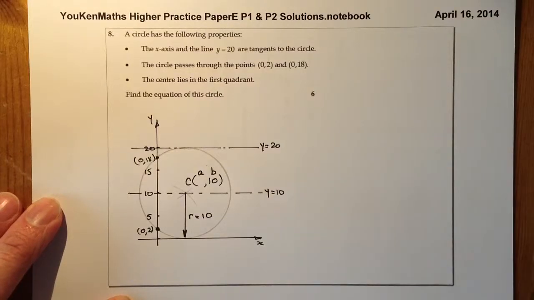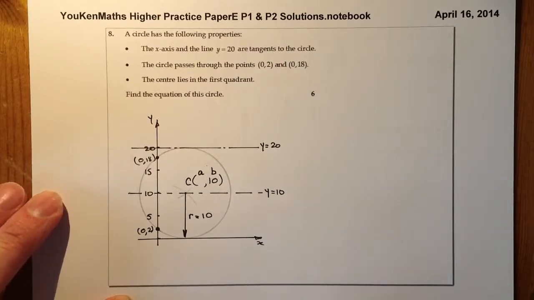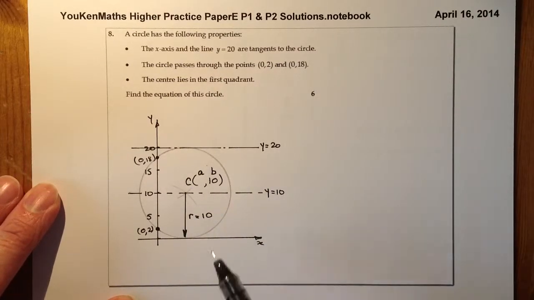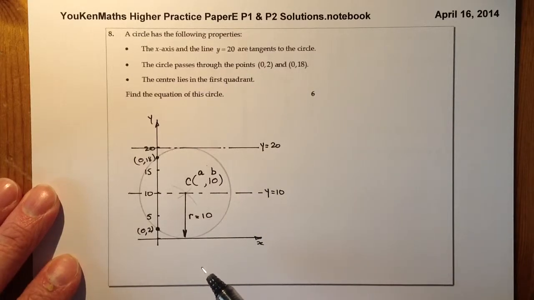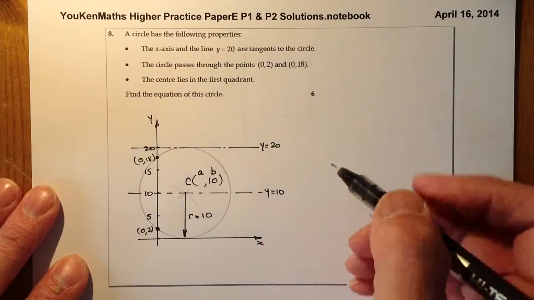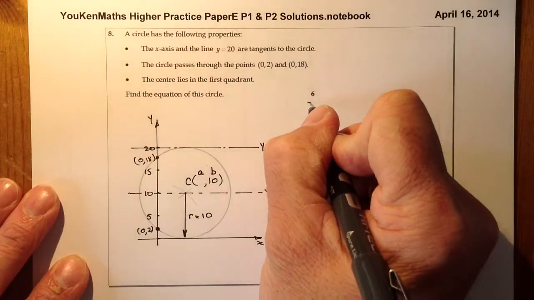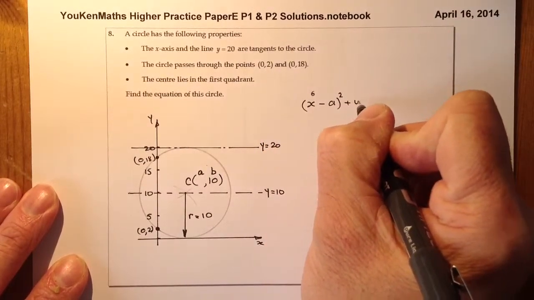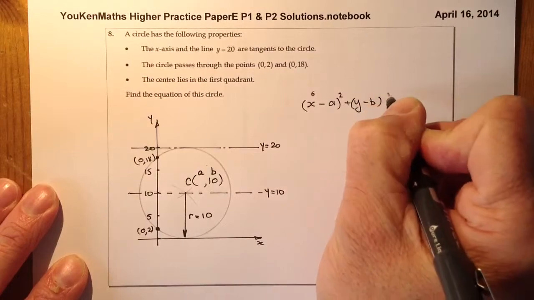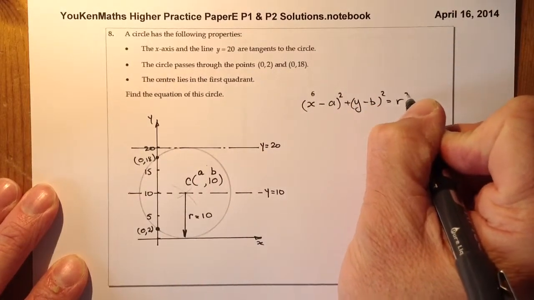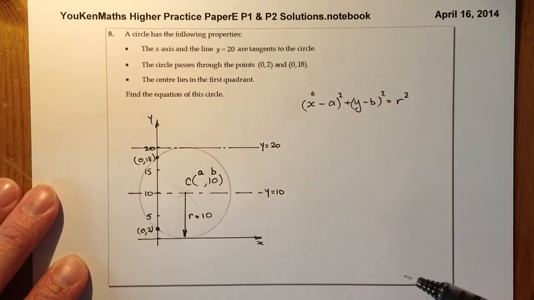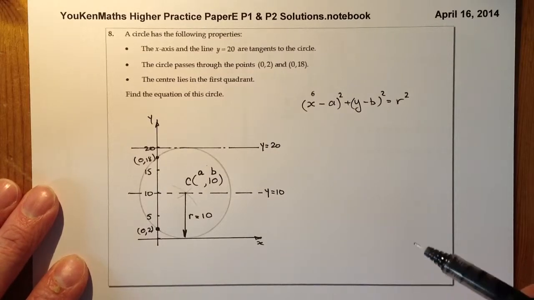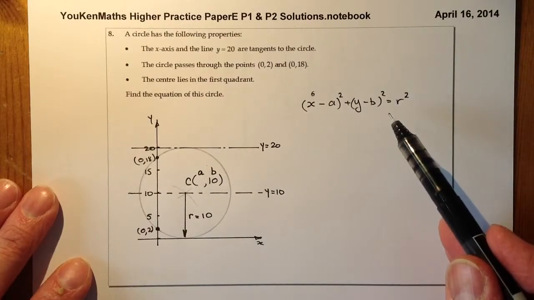From here, I'm going to work through and find the centre. I've got the radius, and then I'll use that in the equation to work out the equation of the circle. Let's start with the equation (x minus a) squared plus (y minus b) squared equals r squared. You'll find that in the formula sheet, and that's one of the formulas for the circle.